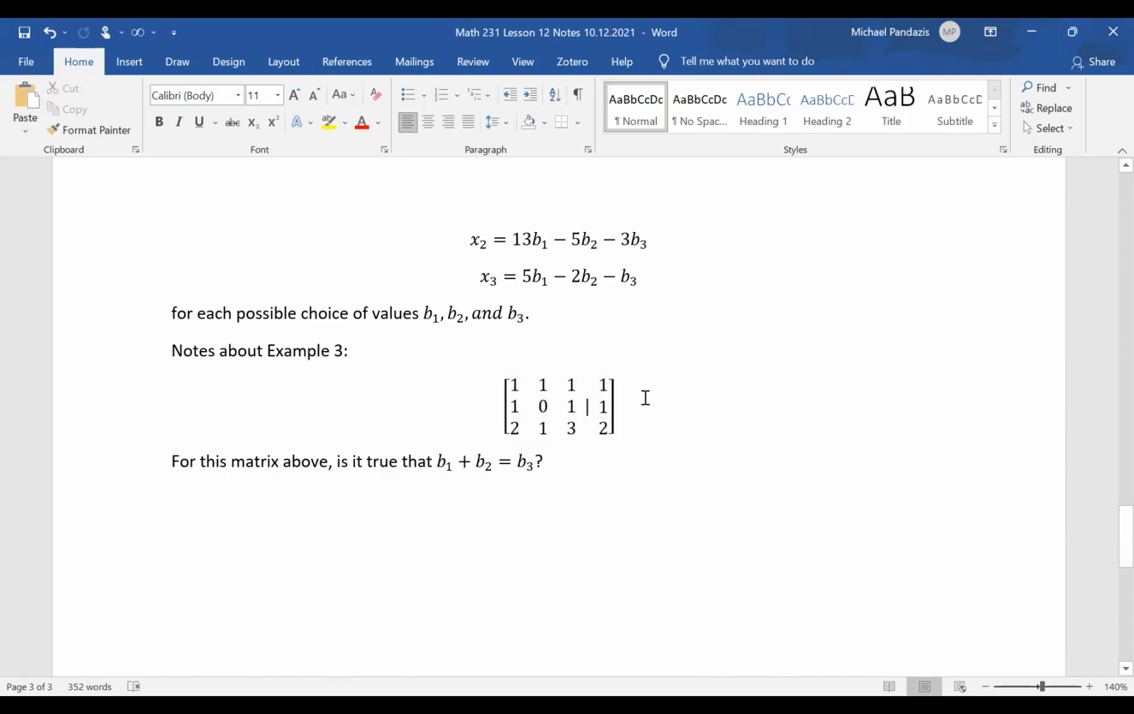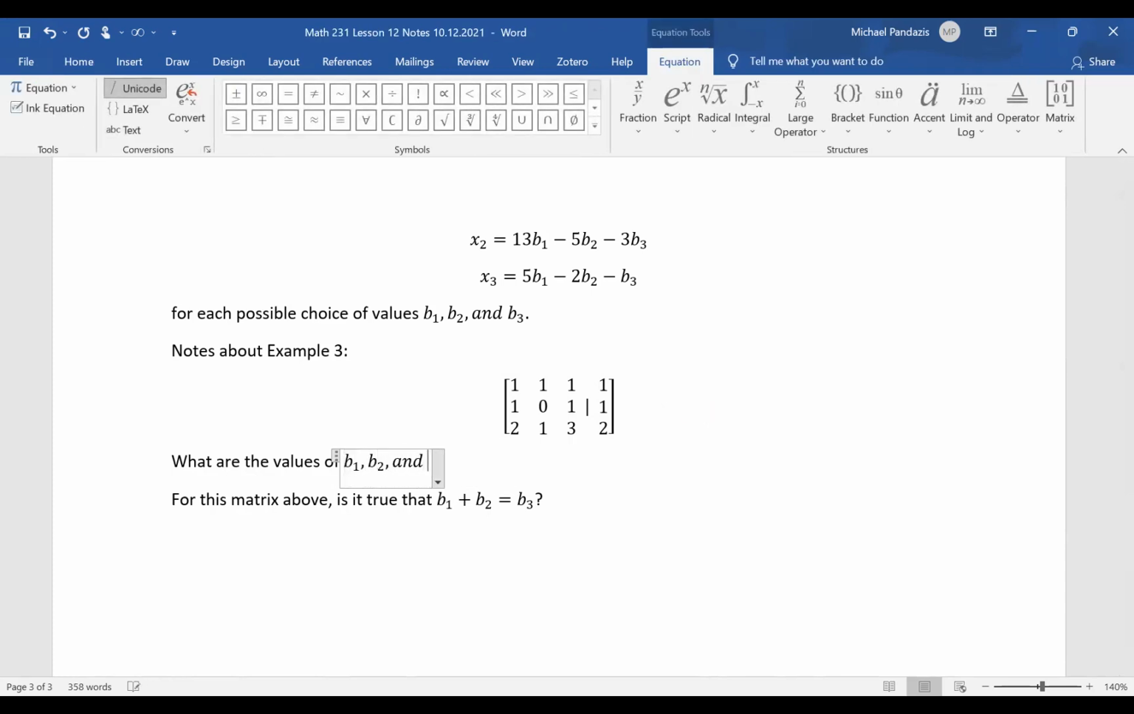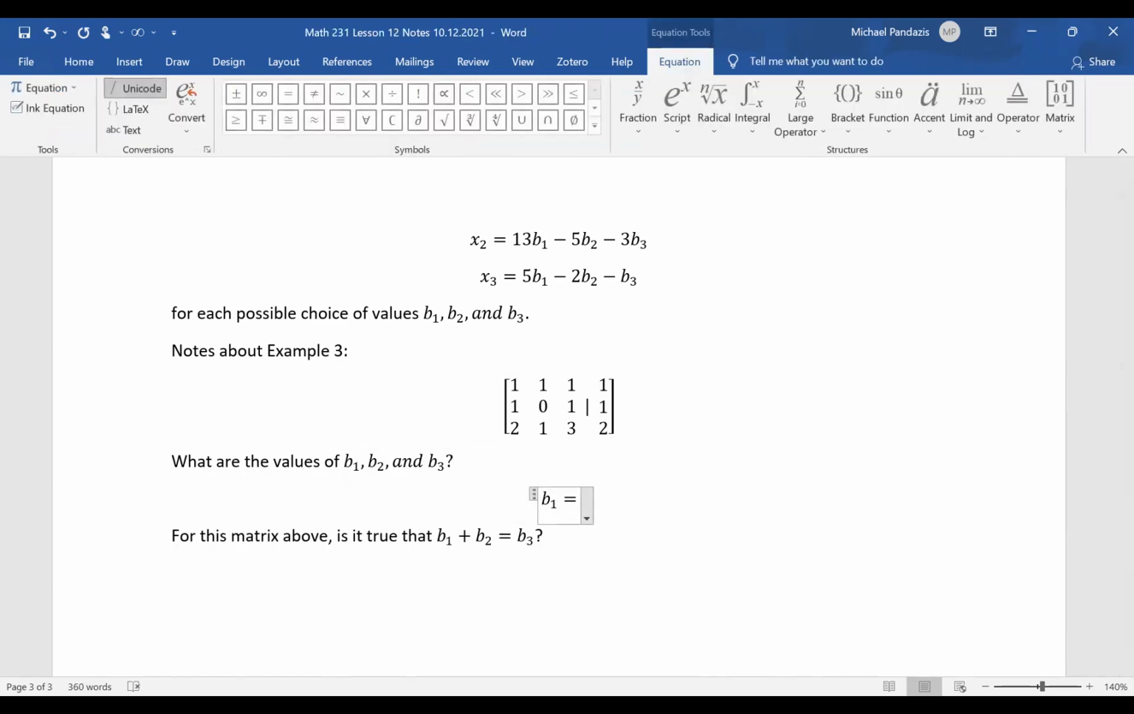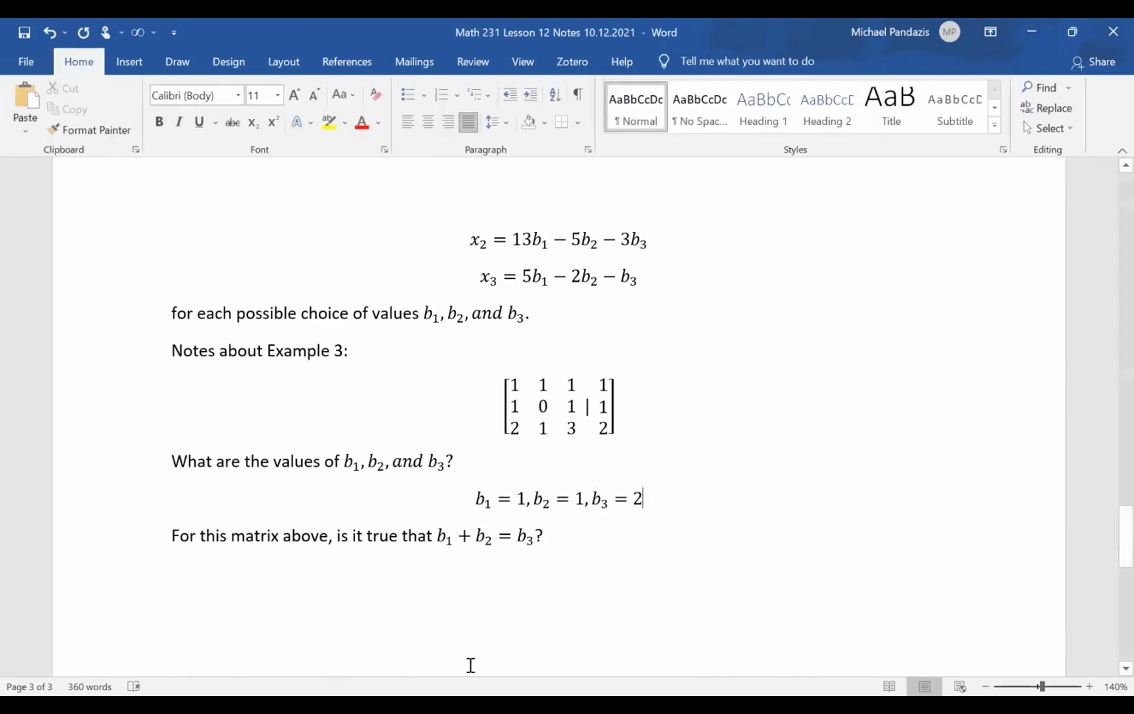Let me just ask you a pre-question. What are the values of B1, B2, and B3? Are they just all the entries in the row? On the column? So tell me what they are. So it's on the column, not the row. Correct. So it's the last column. It's this column here. So B1 would be 1. B2 equals 1, good, and B3 equals 2. Very good. Okay, so for this matrix above, is it true that B1 plus B2 equals B3?